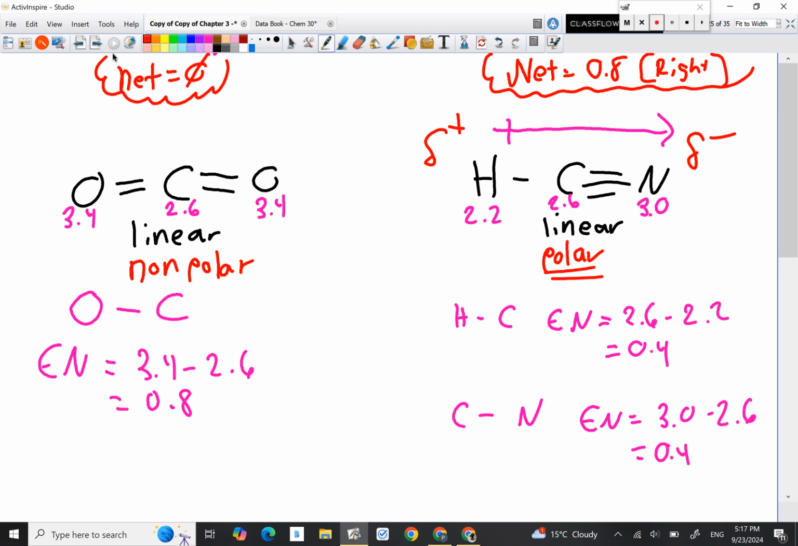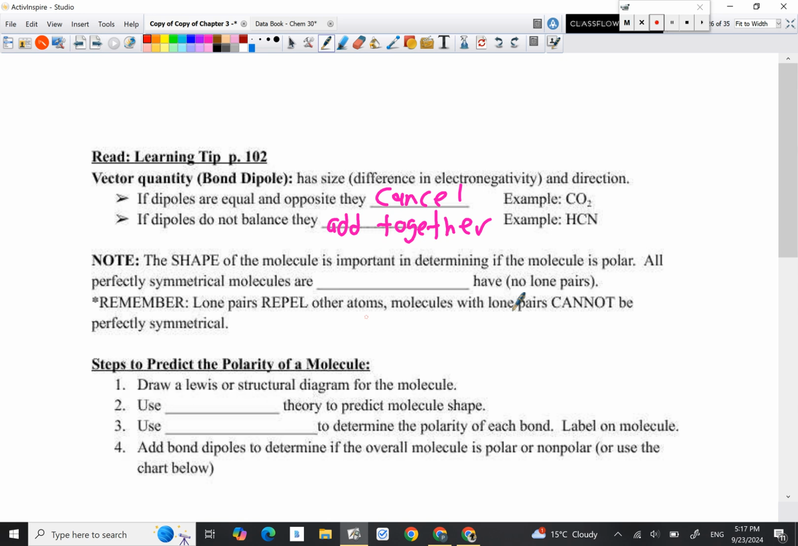Now, I know that was a lot to take in, which is fine, but that's why the directions matter. So when we look at stuff right here, the dipoles are equal and opposite, they cancel. So the CO2 is nonpolar, and if the dipoles add together or they're not balanced, they add together, and that's our HCN, right? So the whole point of that is just to show you that the shape of the molecule and, of course, the peripheral atoms are going to be important in determining if the molecule is polar.